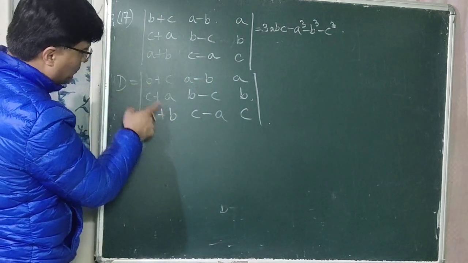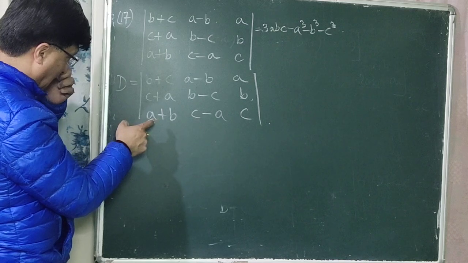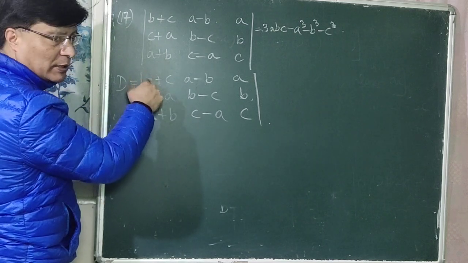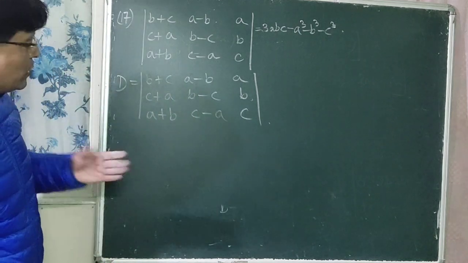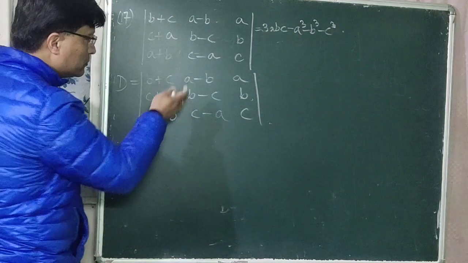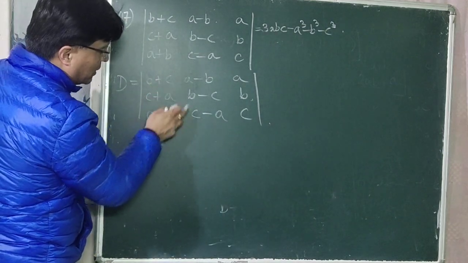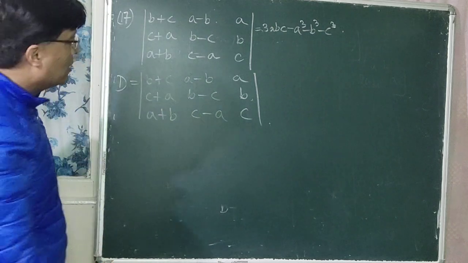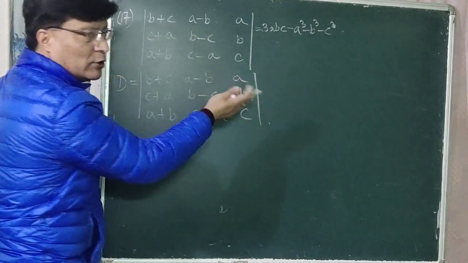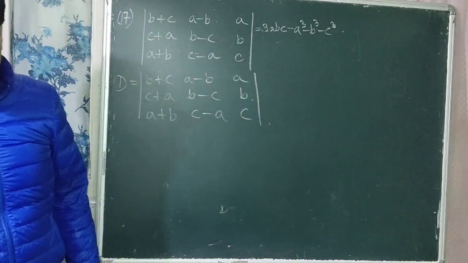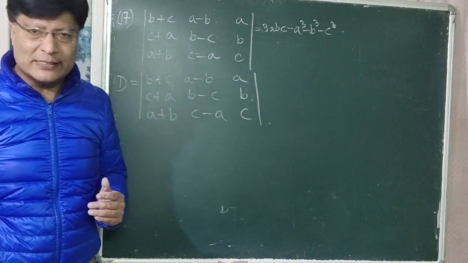This will be 2a plus 2b plus 2c, where 2 is taken common here, a plus b plus c. That means we are getting the expression containing a plus b plus c, right? If you add all these three, b gets cancelled, c gets cancelled, a gets cancelled, that means you are getting 0 here. And this is also a plus b plus c. You can take outside common a plus b plus c. Is it clear now? So this is quite easier, isn't it?